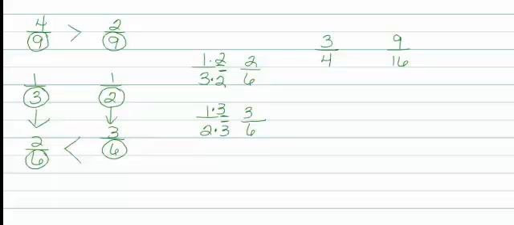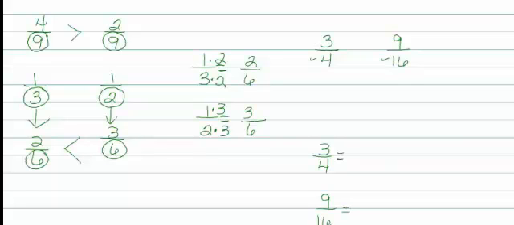We see that our denominators are not the same. We have a denominator of 4 and we have a denominator of 16. So the first thing we need to do is make them like fractions. Again, I'm going to write them up and down. I'm going to scoot this down just a little bit: 3/4, and we have 9/16.